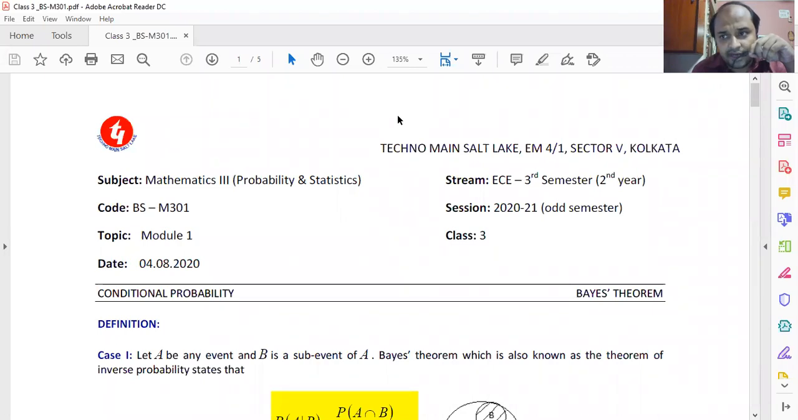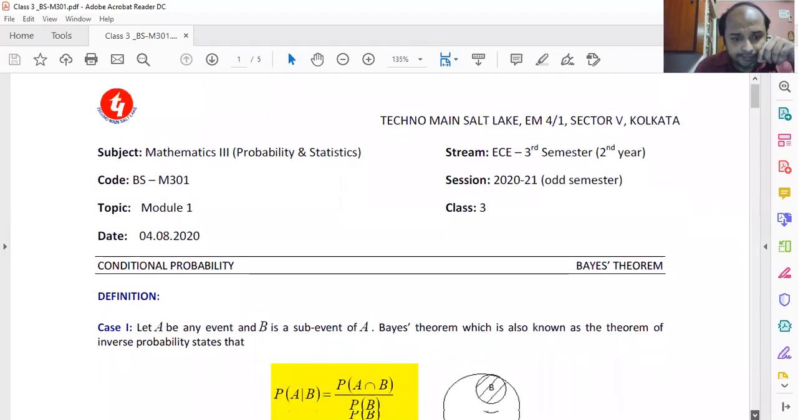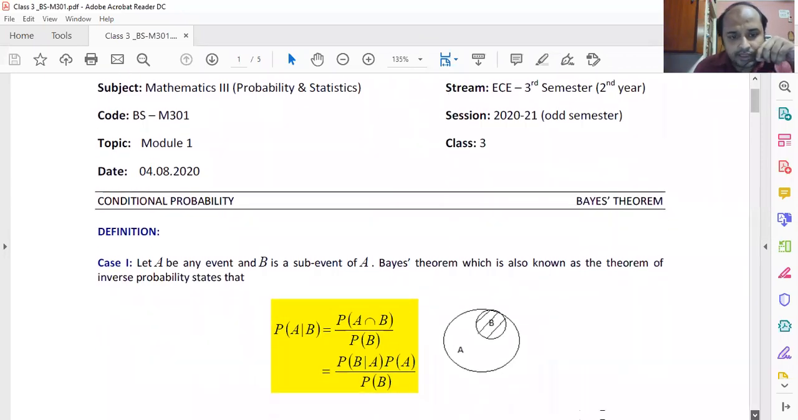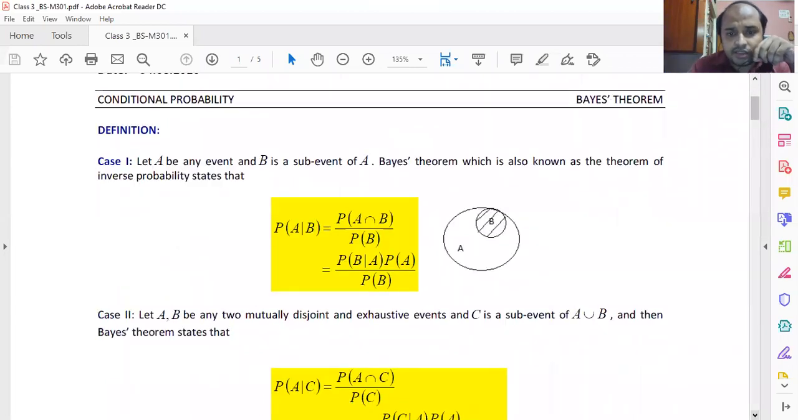So you be very attentive, because I'm not going to do the calculations. I'm going to show you the presentation, so you need to be very attentive so that you understand. And if you have any doubt, you can unmute yourself and you can ask me anytime. Okay, so let's begin. I shall start with the definition of Bayes theorem.